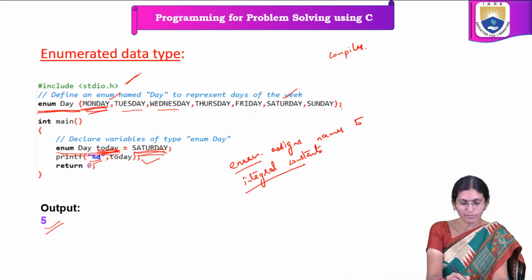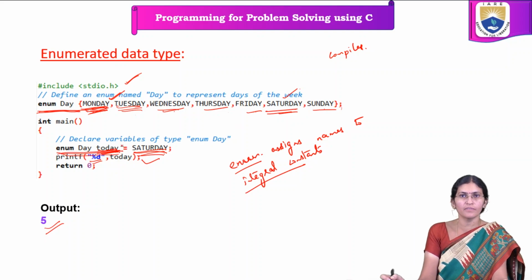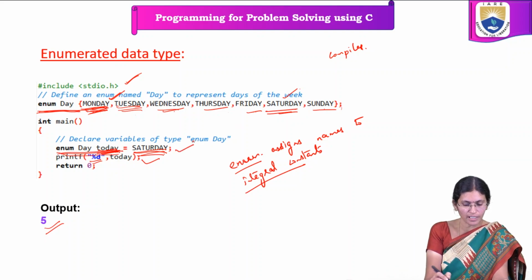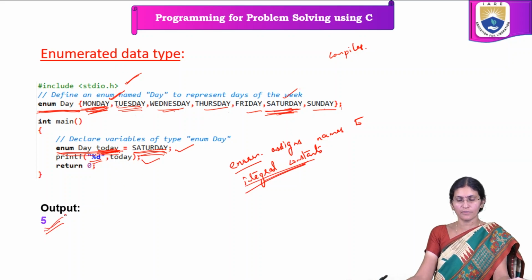So this is the first name, Monday. If we don't give any values to these names, the compiler will automatically initialize these names with some value starting with 0. So this will take a value 0, this name will take a value 1, and this is 2, 3, 4, 5 and 6. Therefore, when this name is assigned with the help of this statement, the integral constant assigned to this name is 5. So that's why we got the output as 5.